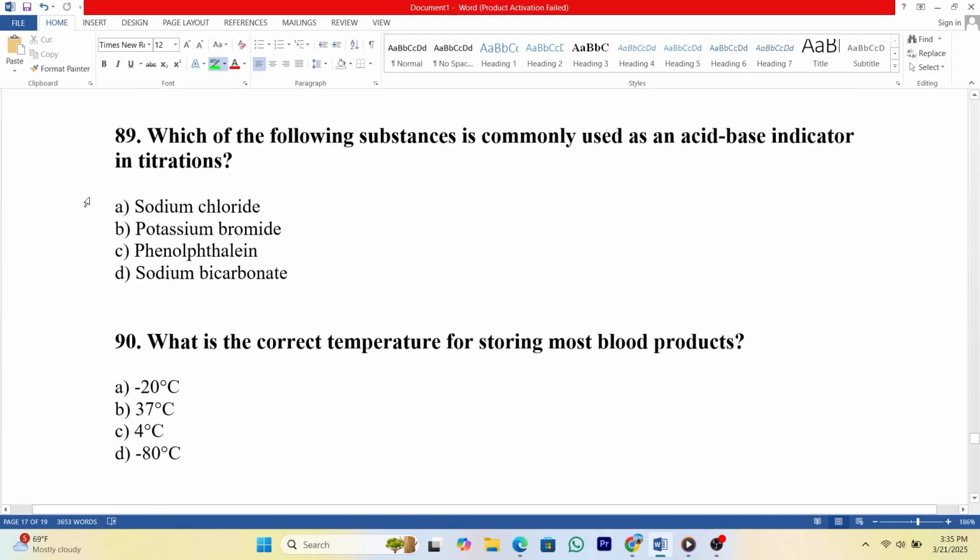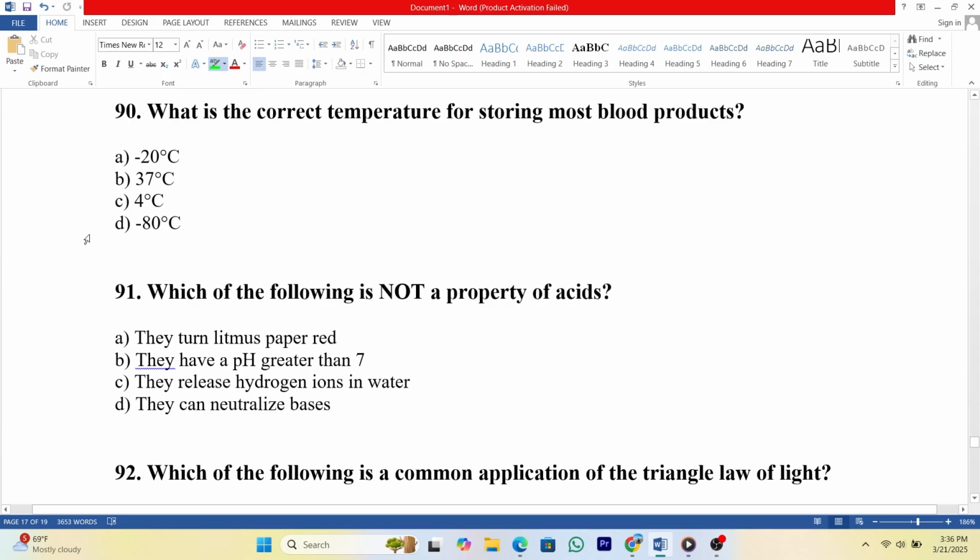89. Which of the following substances is commonly used as an acid-base indicator in titrations? A. Sodium chloride. B. Potassium bromide. C. Phenolphthalein. D. Sodium bicarbonate. Answer, C. Phenolphthalein.